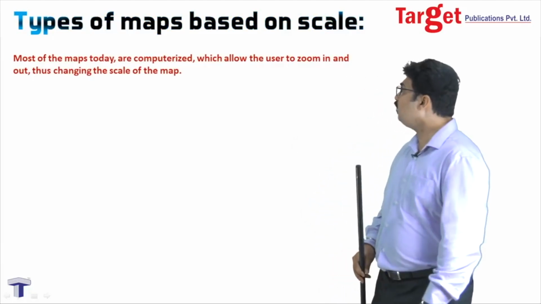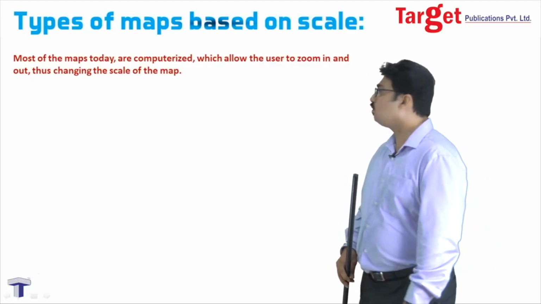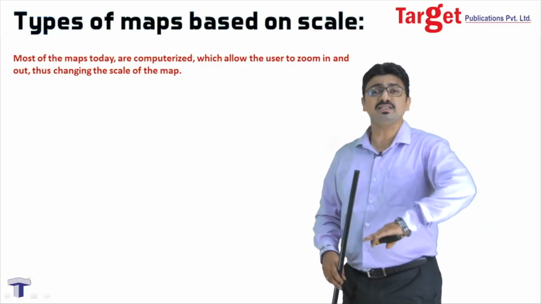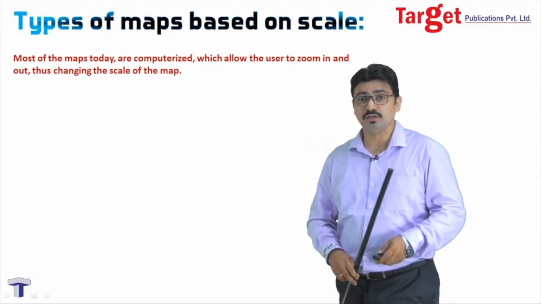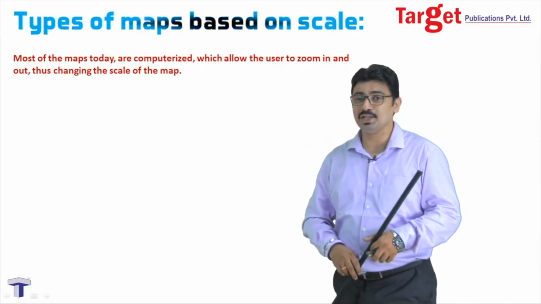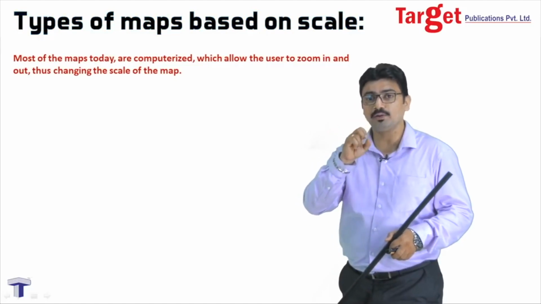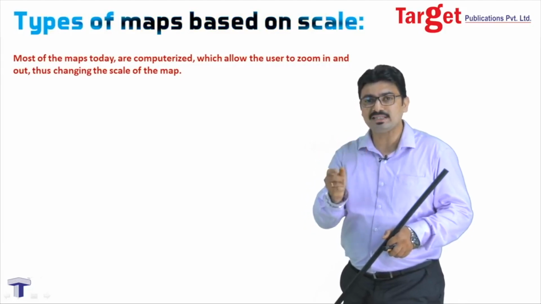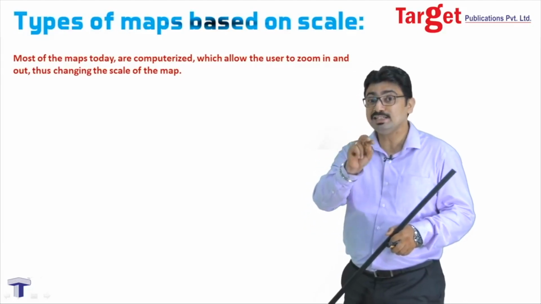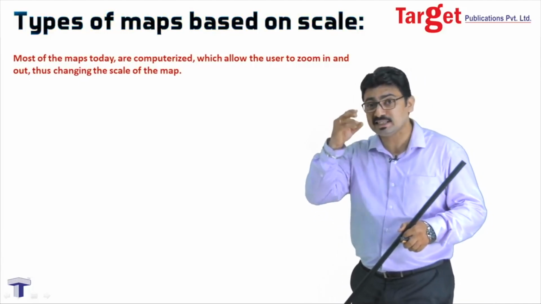After understanding the different types of maps based on scale, we also need to understand that today there are several maps which are computerized. All of you use mobile phones, and in that you have a map application which allows you to zoom into a particular place or to zoom out and understand an overview of that place. This zoom in, zoom out facility is actually changing of scales. You do not realize it, but yes, you are actually changing the scale of the map.